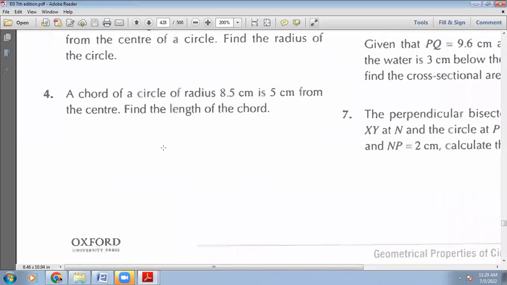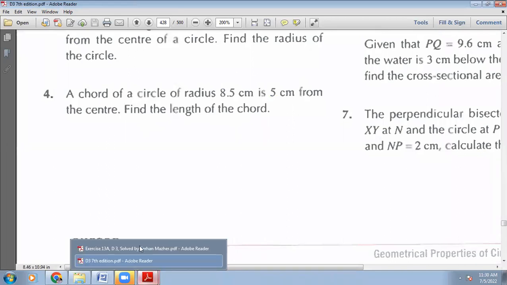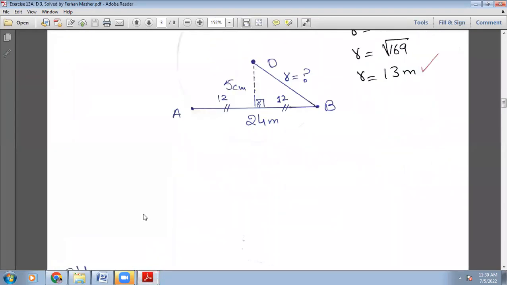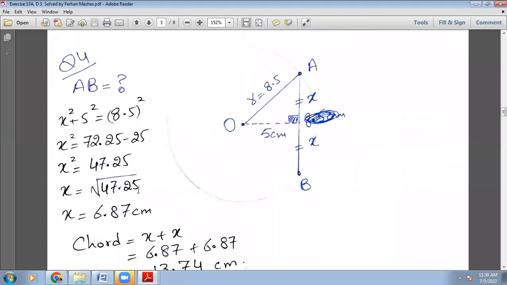Okay, question number 4 is coming up on your screen. A chord of a circle of radius 8.5 centimeter is 5 centimeter from the center. Find the length of the chord. So here we will have a circle, and this circle is not to the scale. We will just draw that circle.